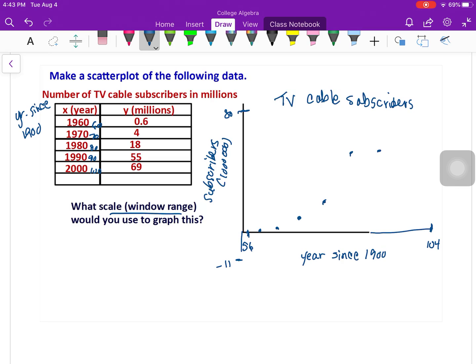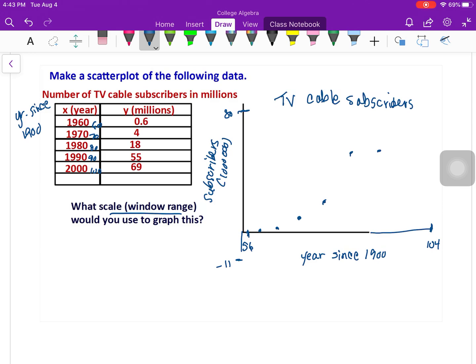So what scale or window range did we use to graph this? We used X's from 56 to 104 and Y's from -1 to 80 in increments of 1. Now we can go one step further and we could find the correlation to this. And that is our equation and our R.